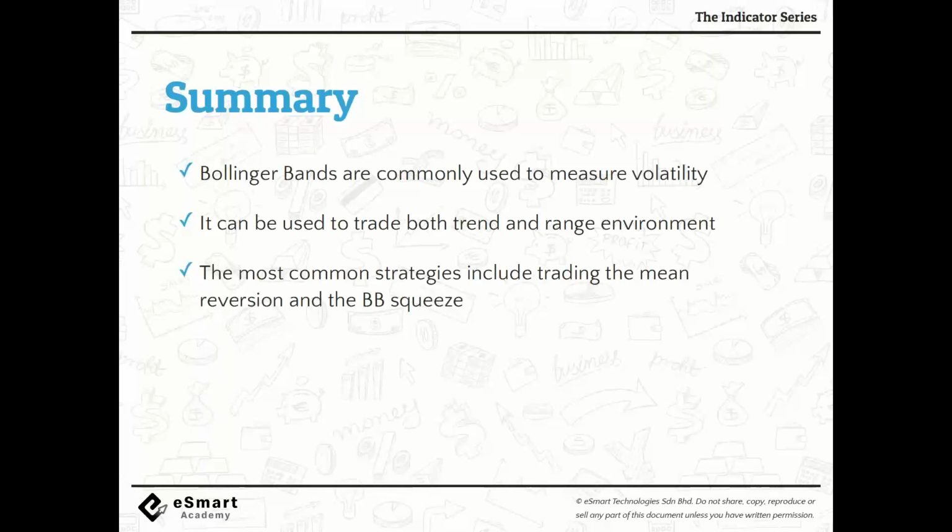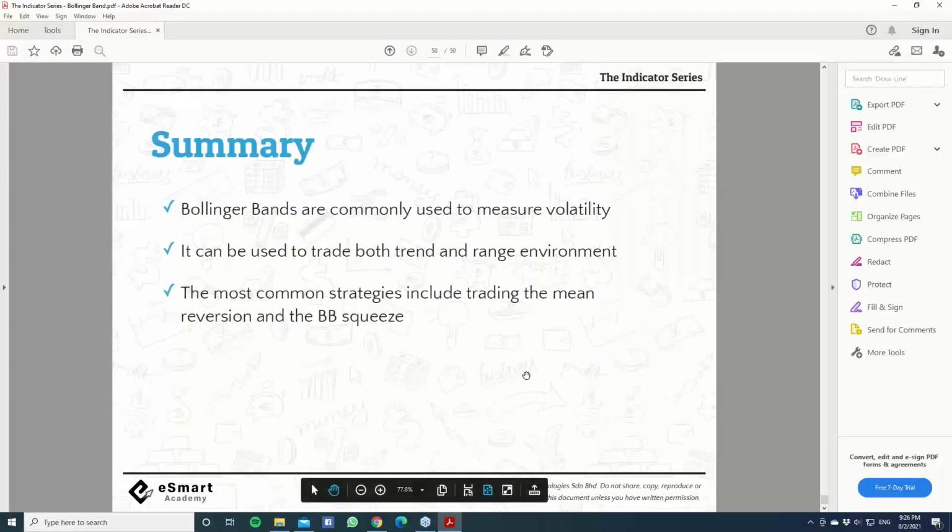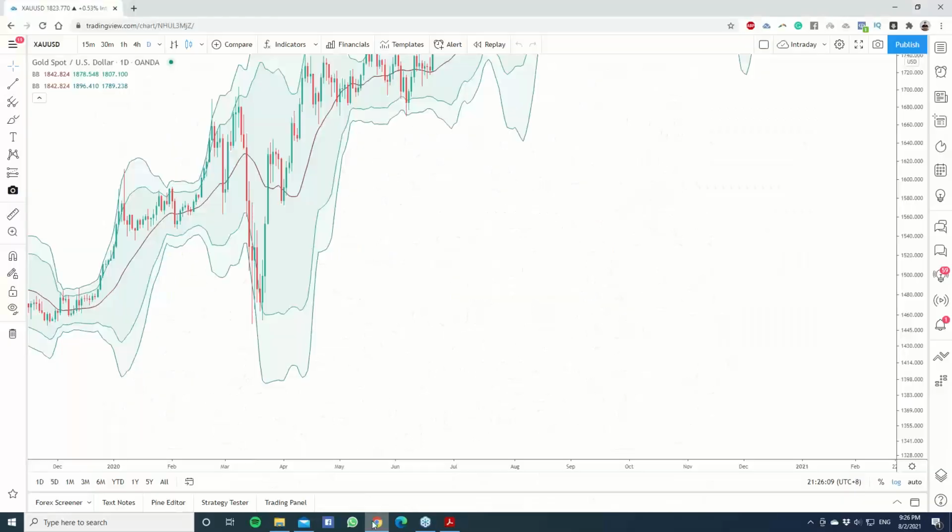And over here, of course, we cover two techniques. And if you add on the double Bollinger Band, that's like 3 techniques. Okay, so the most common strategy, of course, is the mean reversion and the BB squeeze. Okay, that's the 2. And with that, let me go over to the charts to show you some examples.